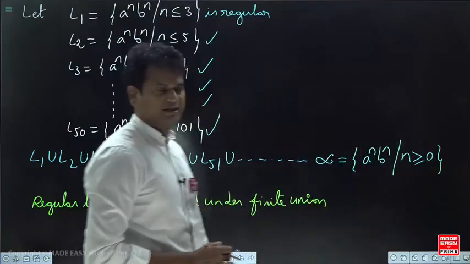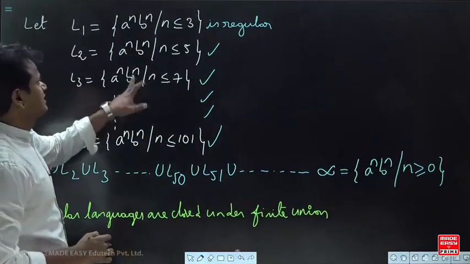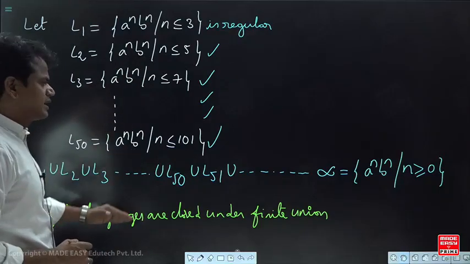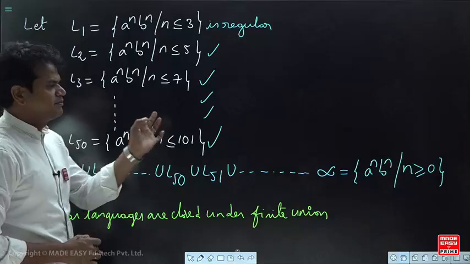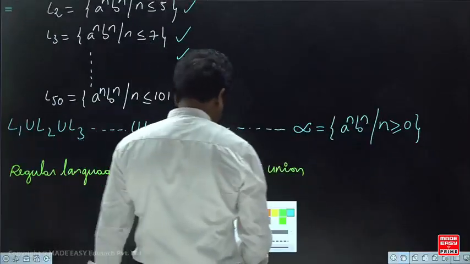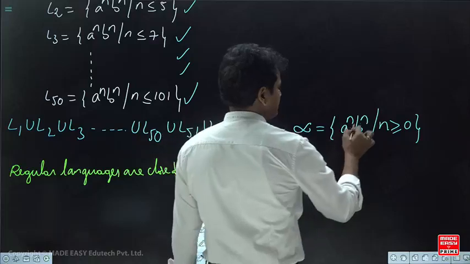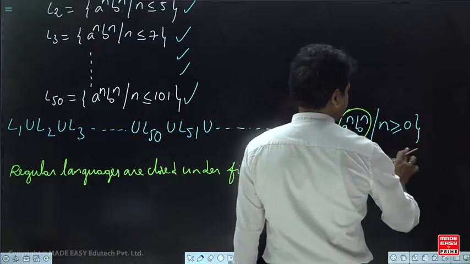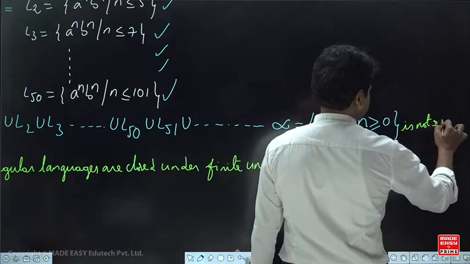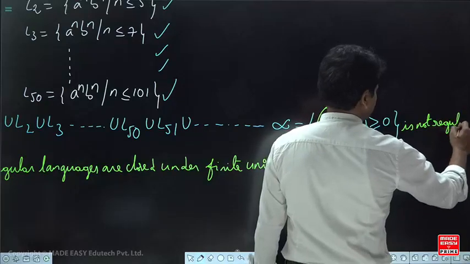Are you following? So L1 is regular, L2 regular, L3 regular, so on, every language regular. If I take the union so on to infinite, then a power n, b power n, n greater than or equal to 0. What about this one? The infinite union is not regular.